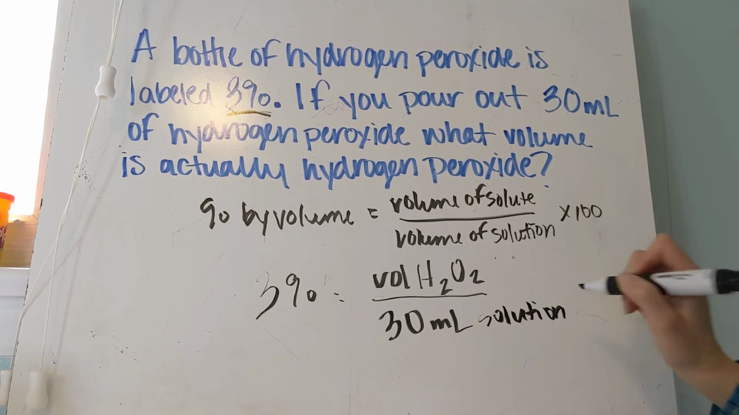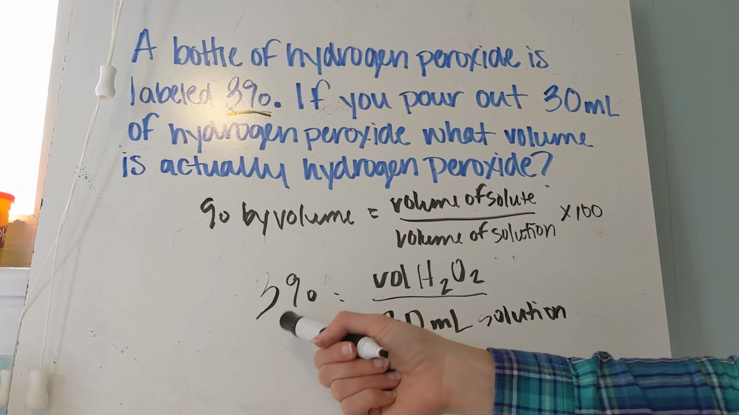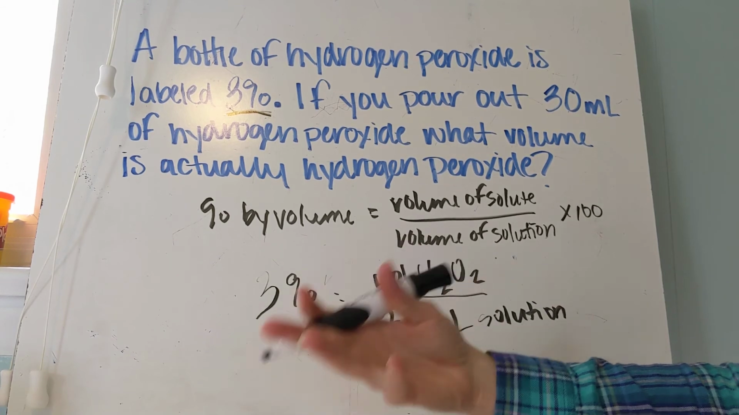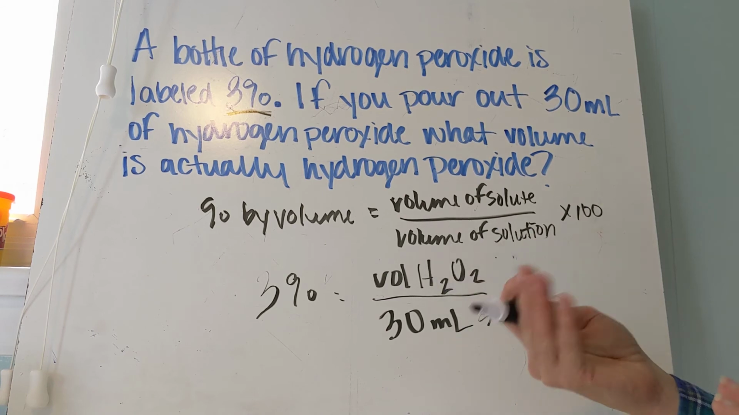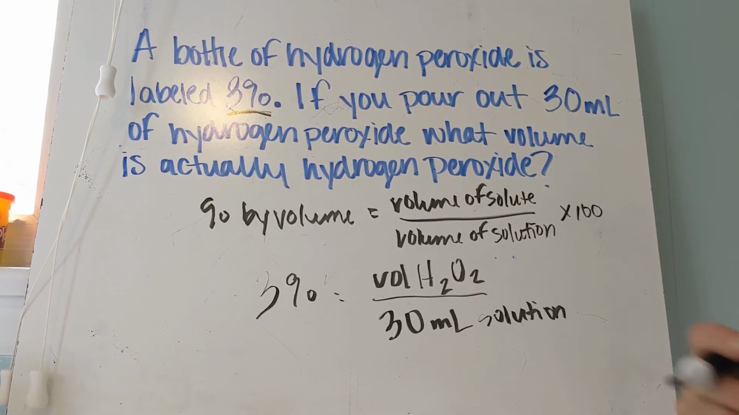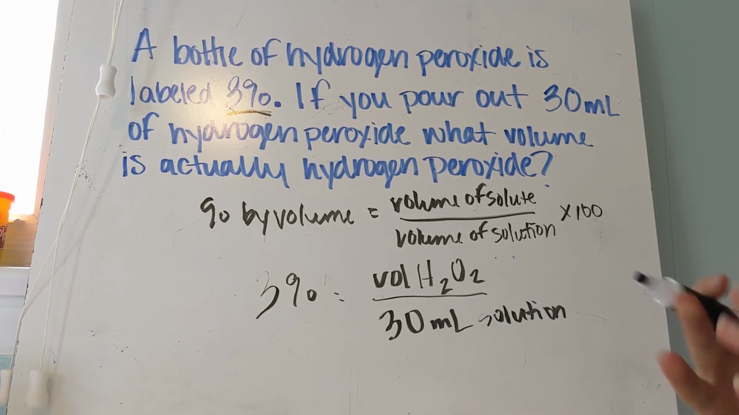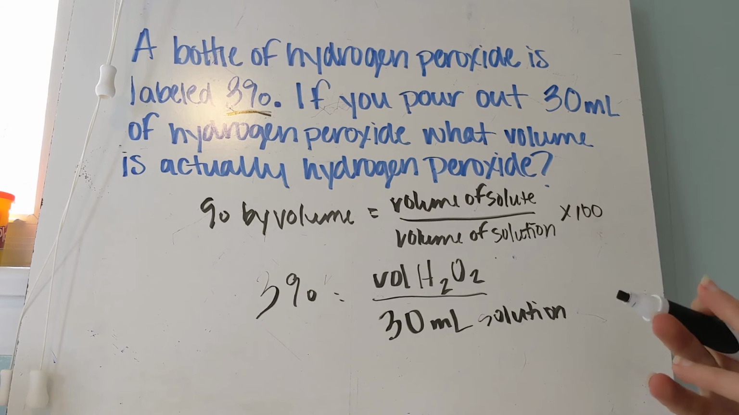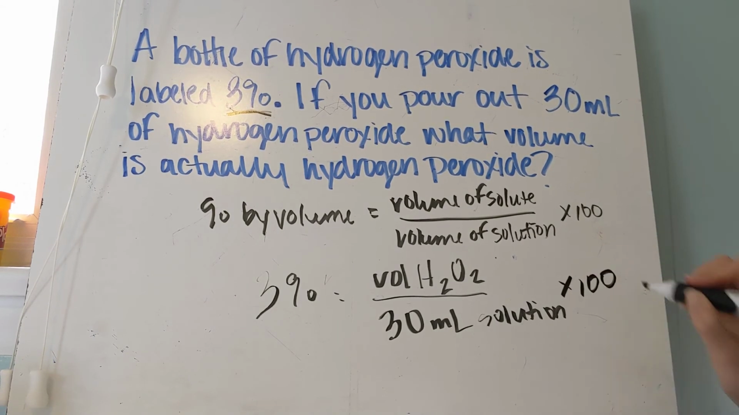So just a quick guide, when you go to buy hydrogen peroxide off the shelf at a store, it generally is labeled 3%. And what happens is they take this pure hydrogen peroxide, like we're about to find the volume of, and they cut it with water. And that's where we're getting this 30 milliliters of solution. So you're going to find out how much water they're actually cutting it with, multiplied by 100.